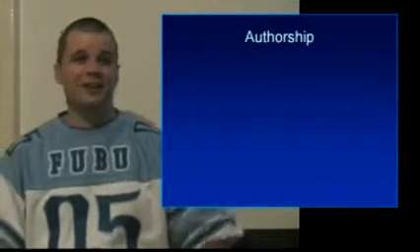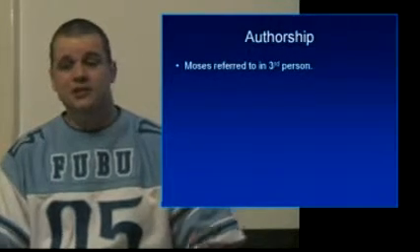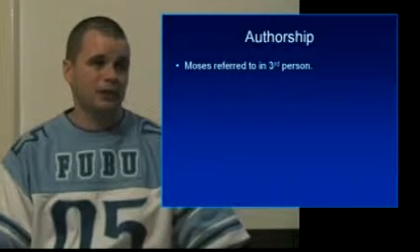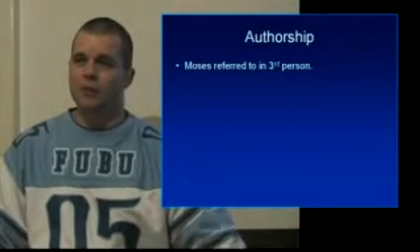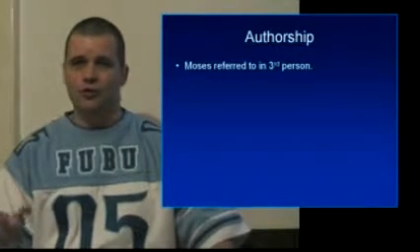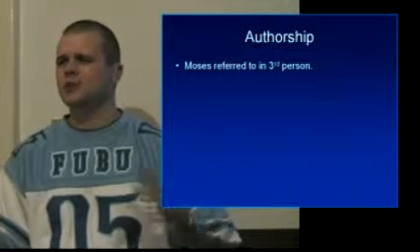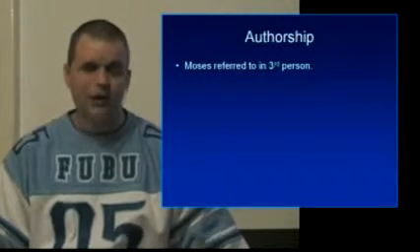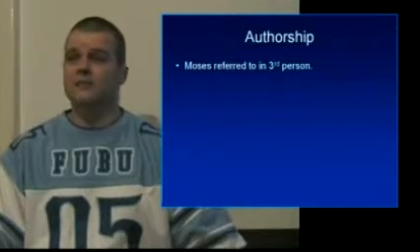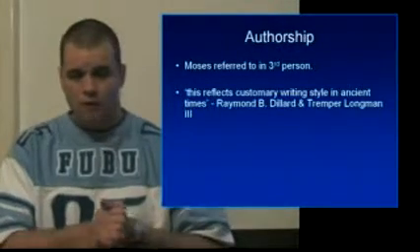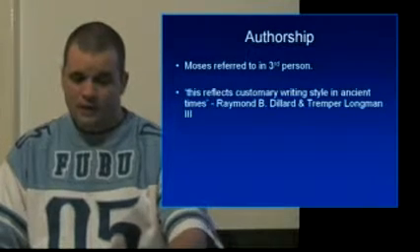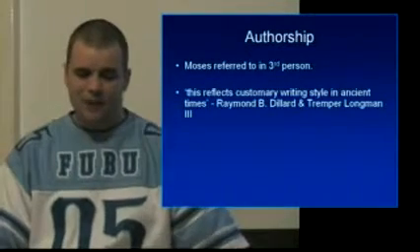Now, authorship is one of the big things when it comes to any book in the Pentateuch. And what you'll find is that a lot of people question Moses writing Numbers because he's referred to in the third person. That means, like, if I wrote a book and then I said, Duncan went to church on Sunday morning, I'm talking in the third person. And some people say, well, that couldn't be Moses. Why would he write in the third person? But really, there's no reason for that to mean Moses didn't write it, because there's a quote from Raymond Dillard and Tremper Longman: "This reflects customary writing style in ancient times."